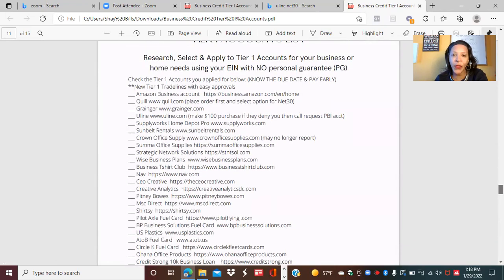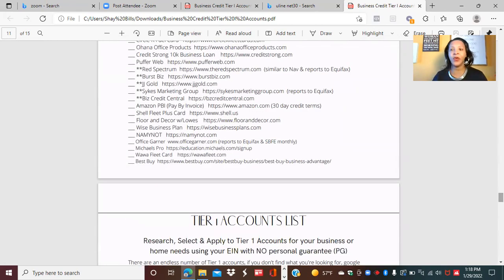Now, if you'll notice at the top, I said new tier 1 trade lines with easy approvals. If you see these asterisks in front of any of these, then these, of late, okay? That means since putting the course together, these have been the ones which have been most easy to obtain. So Red Spectrum is very similar to NAV, and it reports to Equifax, which means I think there is a monthly fee, and it reports to Equifax because not a lot of vendors report to Equifax.